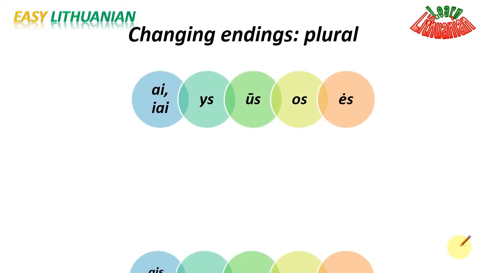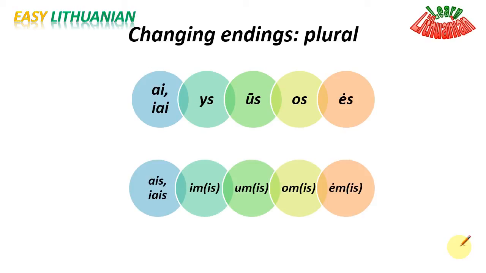Now, plural is, I would say, pretty easy. If you know how to make the plural nominative, the plural instrumental is, I think, easy. I think even easier than the singular. So you have I changes to ice, a changes to ace, nothing changes, only s is added. Like namai, namais, a home. Keliai, roads, keliais.